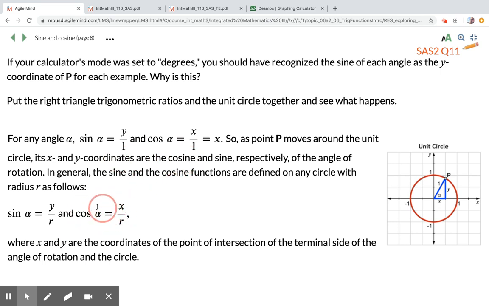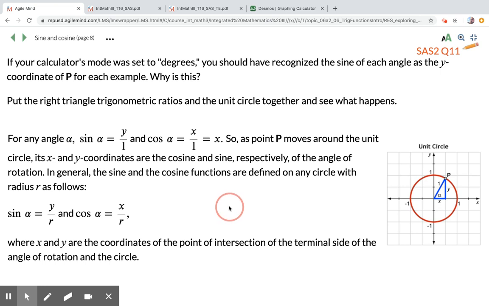Same thing with cosine: the cosine of alpha, so it works for any circle, equals the x coordinate divided by the radius of the circle. And again, it was just super easy on a unit circle because my radius is 1. So where x and y are the coordinates of the points of intersection on the circle. So that's actually a really cool trick.